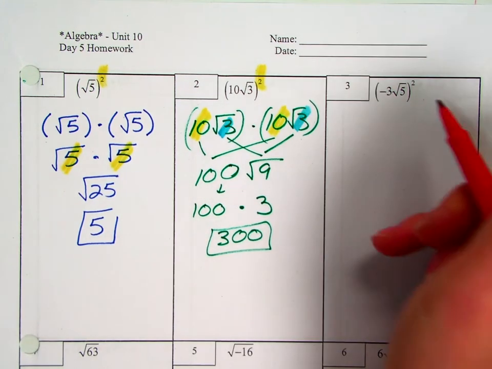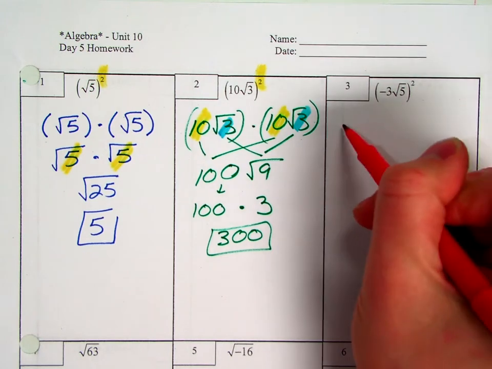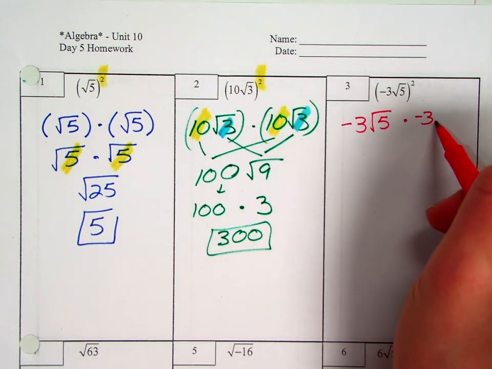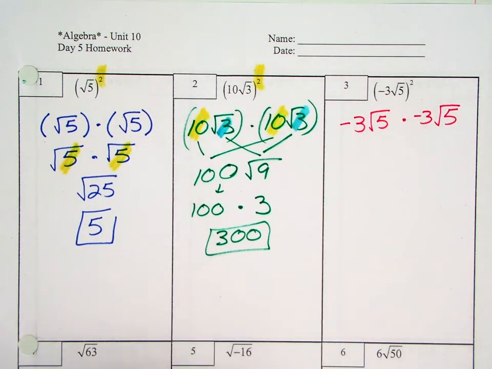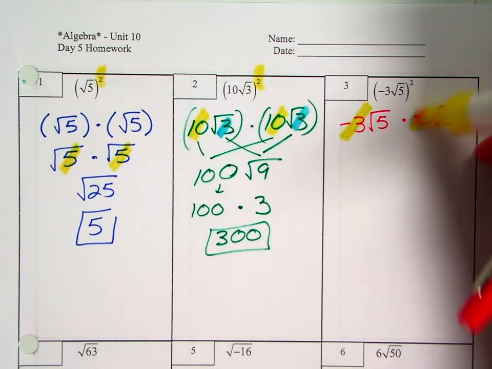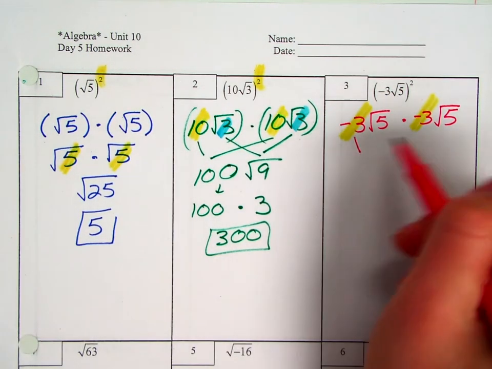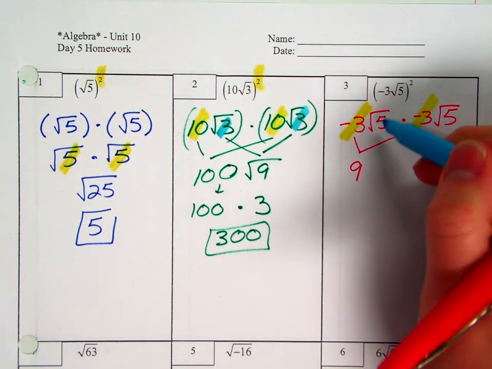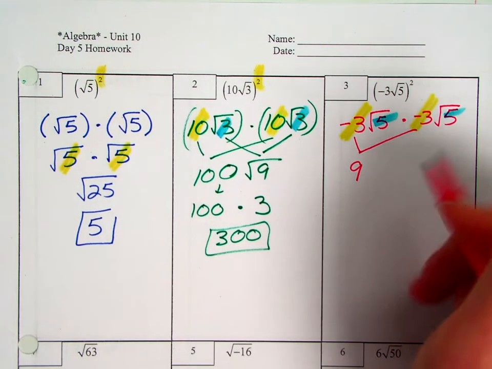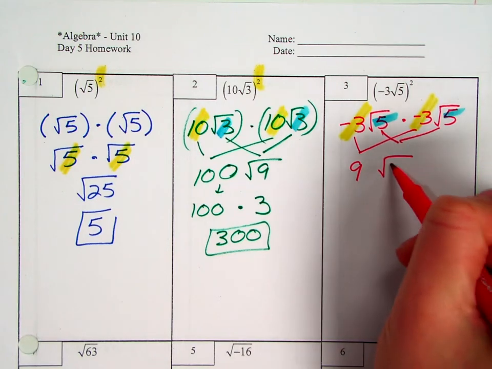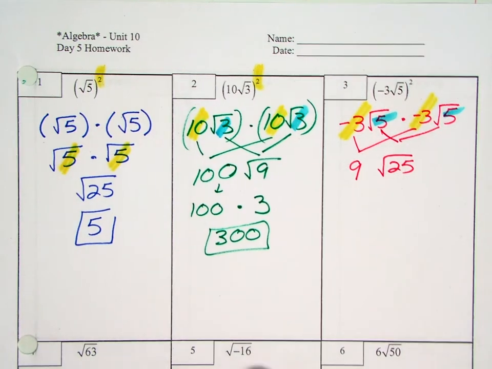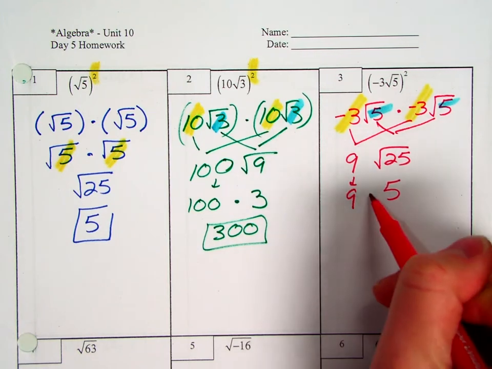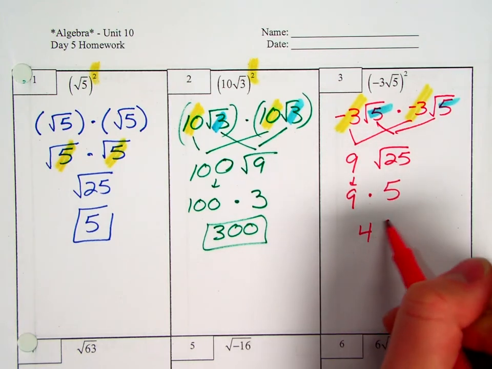Okay, number 3. Again, it's everything in the parentheses being squared. So I'm going to take negative 3 root 5 and multiply it by itself, negative 3 root 5. Remembering that we multiply the outside numbers by each other, negative 3 times negative 3 gives me a positive 9. And then we multiply the inside numbers by each other, so 5 times 5 gives me the square root of 25. And then we need to simplify. The square root of 25 is 5. We still have our 9 out front, and then we multiply them together to get 45.